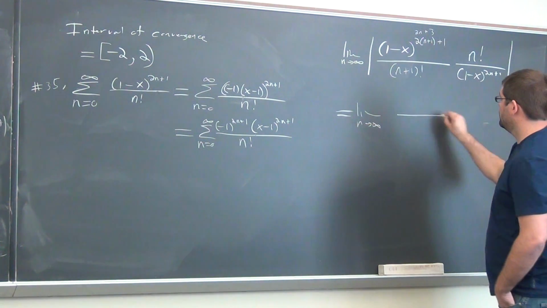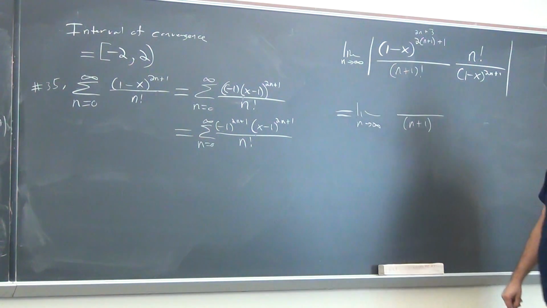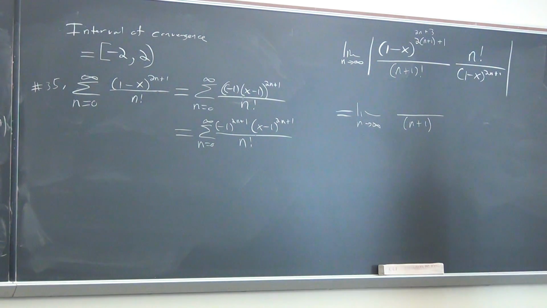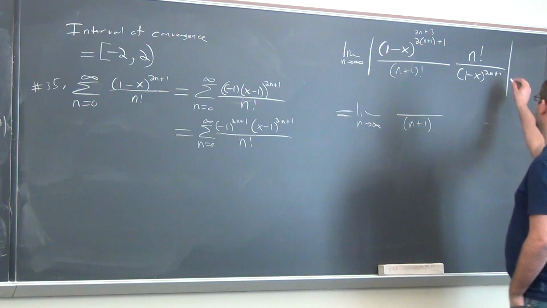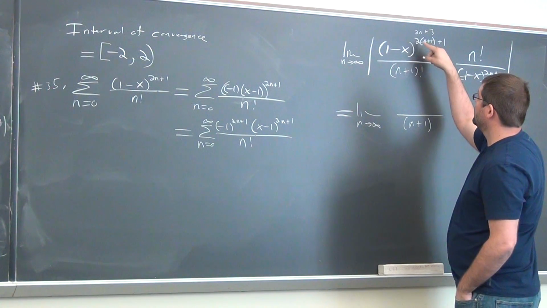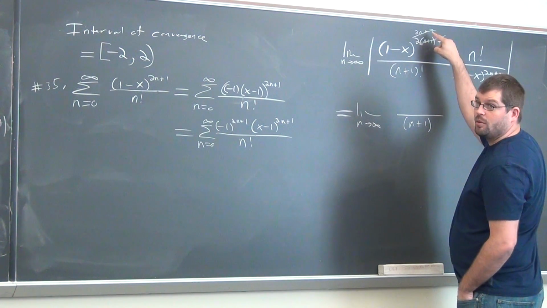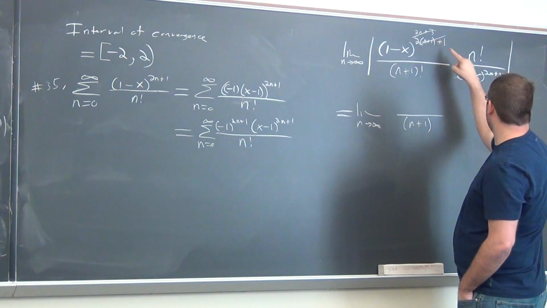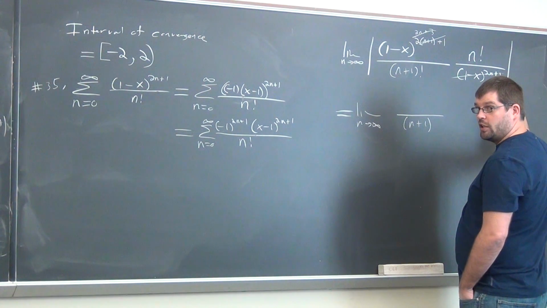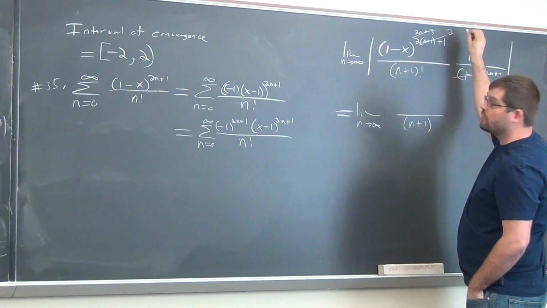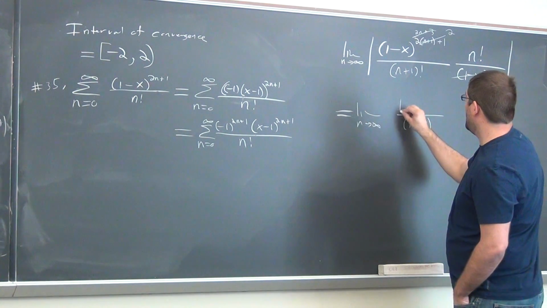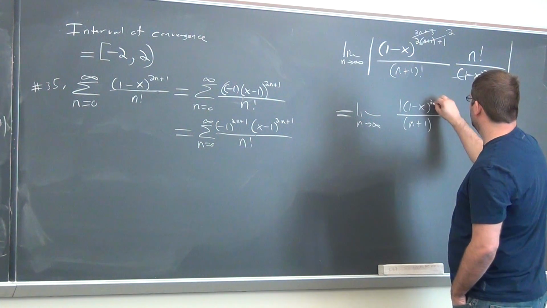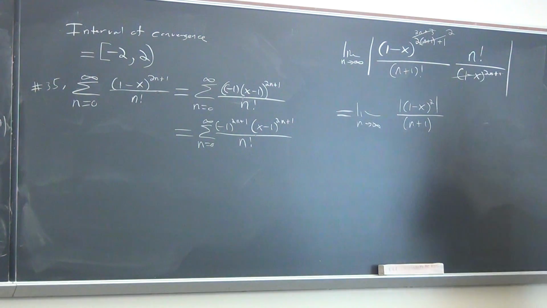So now we cancel the factorials. We're just left with n plus 1 in the bottom. And what about the 1 minus x's? The bottom cancels. All of this is gone, leaving us with how many up here? 2. Yeah, there were 2n plus 3, we got rid of 2n plus 1, so there's 2 left over. Does that make sense? So then I would write it absolute still, 1 minus x squared.